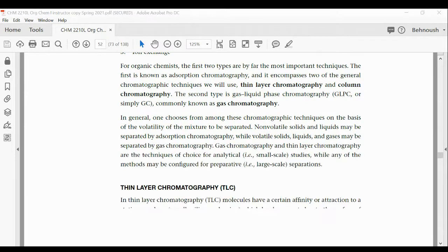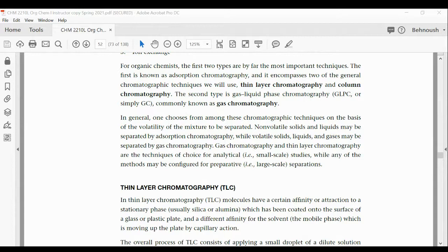Now, could you tell me, this separation in chromatography is based on what? How does the separation take place? What is it based on? Can we separate any two compounds? Based on the difference in polarity of the sample and the unknown, or the samples.